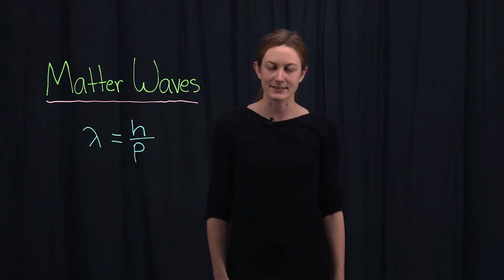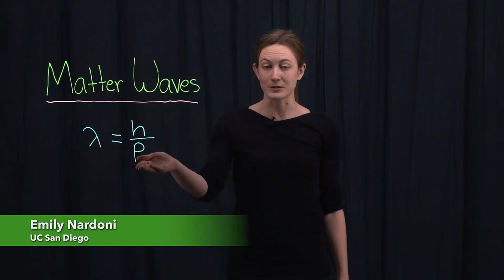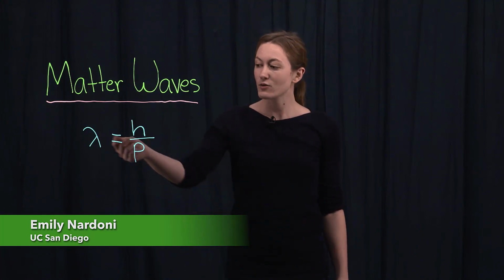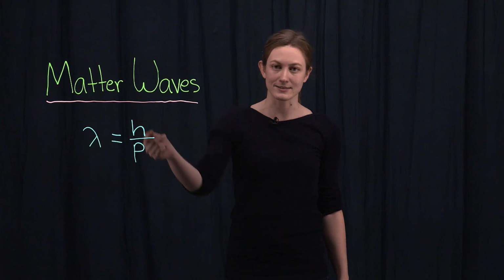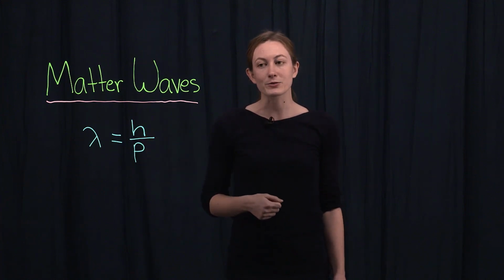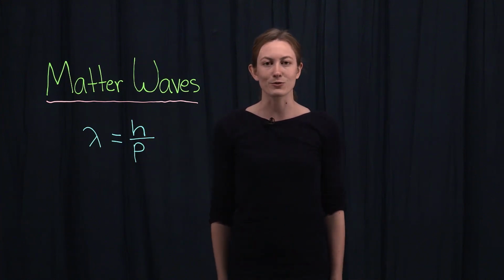De Broglie told us that the matter wave associated to a particle with linear momentum p has a wavelength given by Planck's constant over p. In this problem, we're going to explore the consequences of the wave properties of matter. Let's see the problem statement.